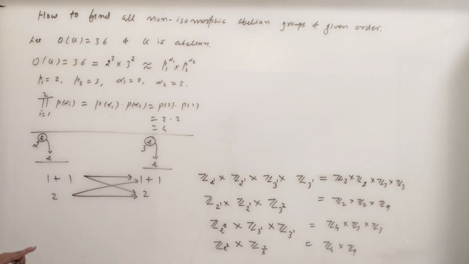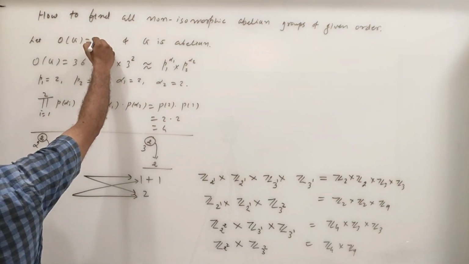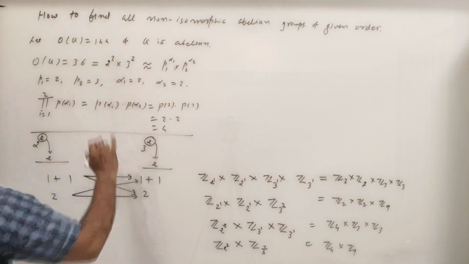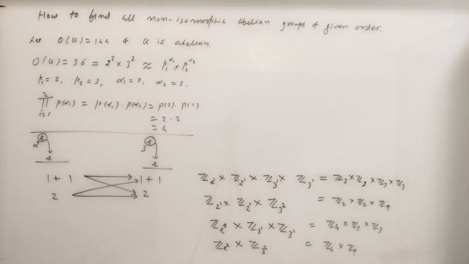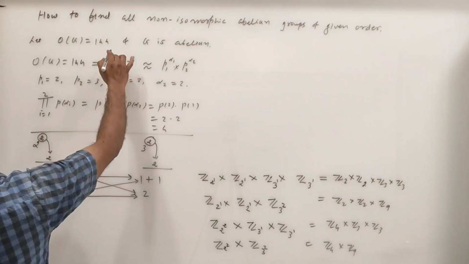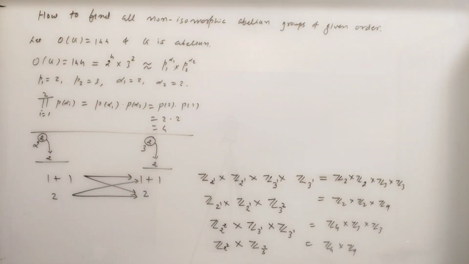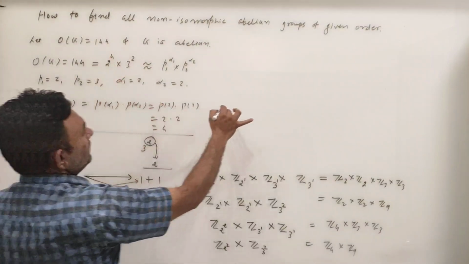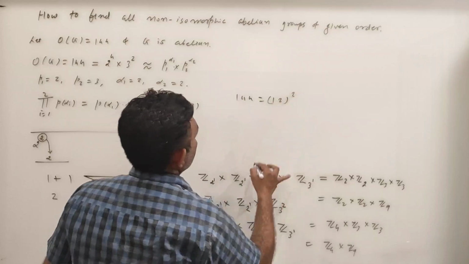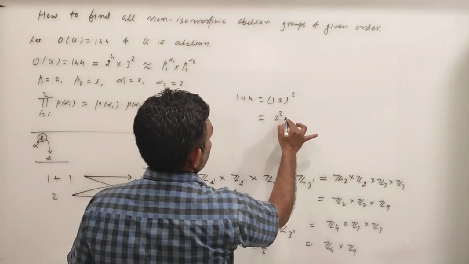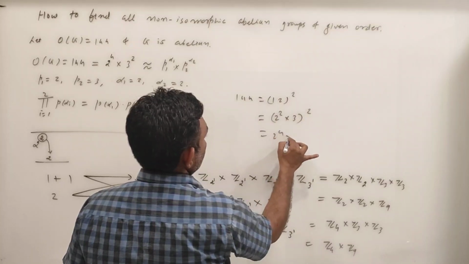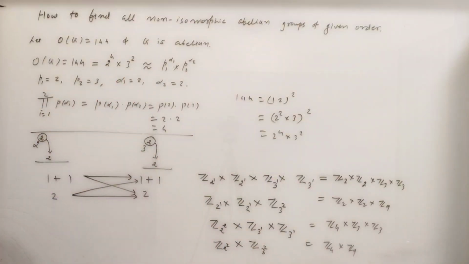So let us understand with one more number. So let me consider the order of G to be, say, 144. Order of G is 144. So it is 2 raised to 4, and it is 3 square. 144 is what? It is 12 square. 12 is what? 4 into 3 square. So it is 2 raised to 4 into 3 square.